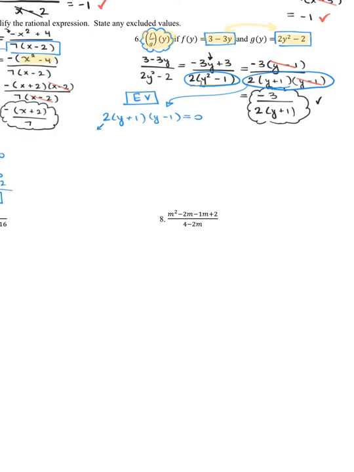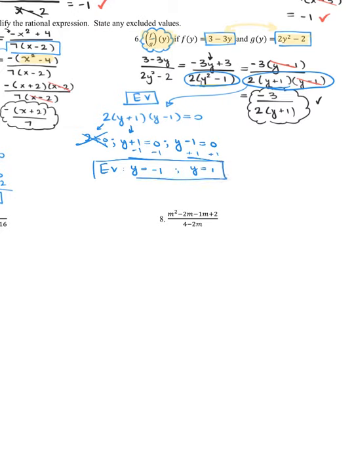So again, 2 can't equal 0, so that's not helpful. So I have y plus 1 equal to 0, and y minus 1 equal to 0. And then just solve each of those. So this one, I'm going to subtract 1. And then add 1. So then my excluded values are y equals negative 1 and 1.